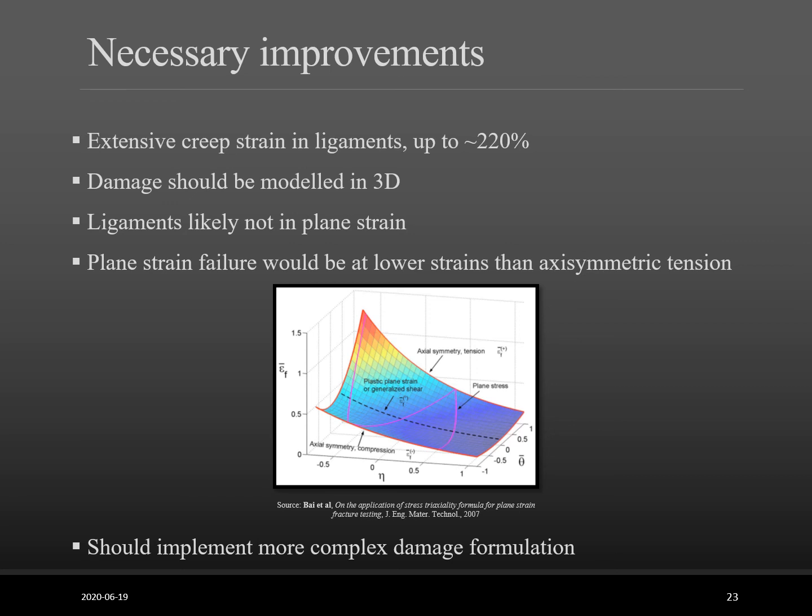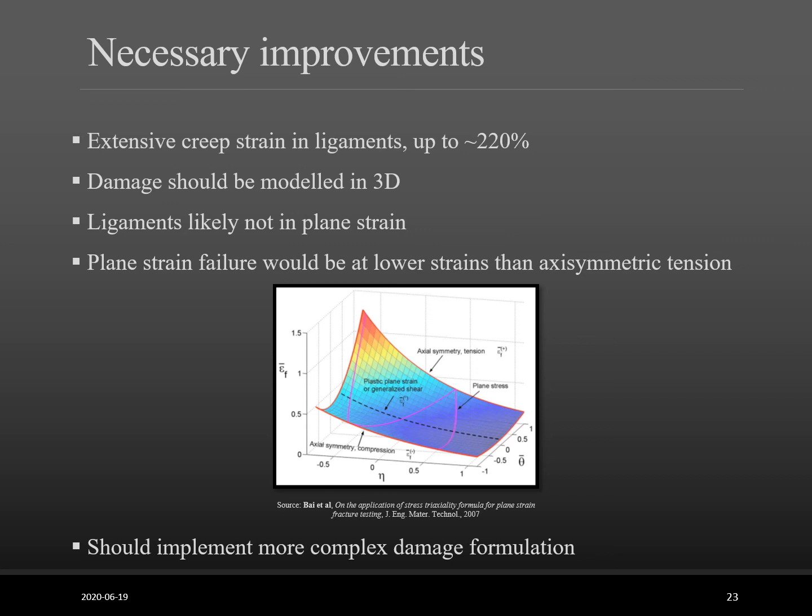It would be ideal to model the specimen in 3D, as this would likely mean that plane strain conditions are not imposed in the ligaments, given that they do not extend fully across the crack front, and therefore ductile rupture would be more likely to occur. It is also important to note that work by Bai shows that plane strain conditions lead to lower multi-axial failure strains than axisymmetric tension. So if the ligaments do in fact experience plane strain conditions, then the locus developed is not necessarily appropriate for this 2D simulation.